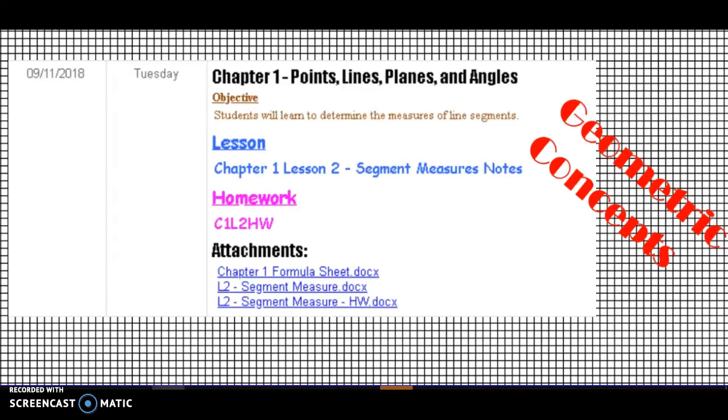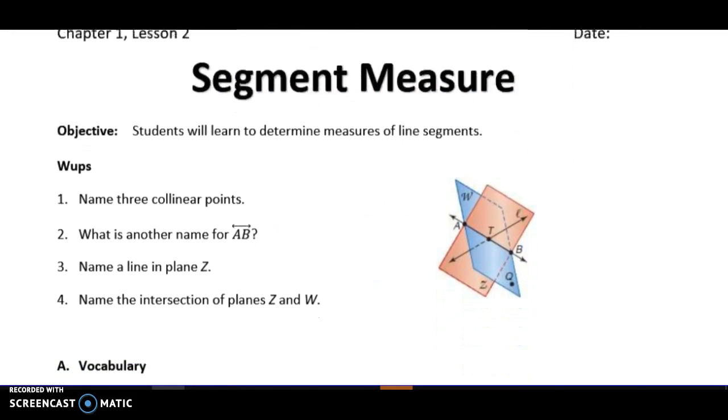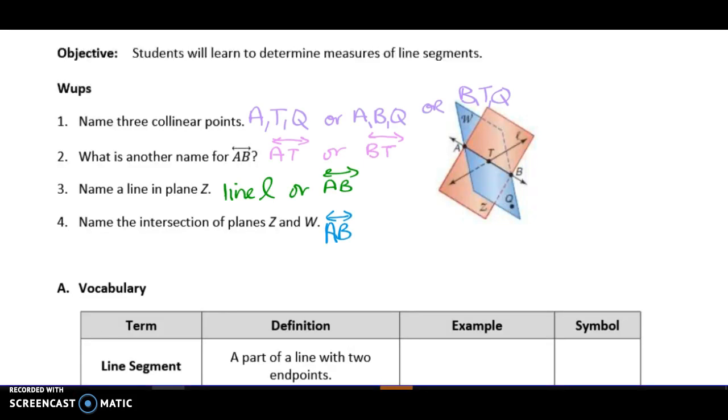Alright, so today we're doing Chapter 1, Lesson 2, learning how to determine the measures of different line segments. So first thing, you will need to do the warm-ups. This is a review from Lesson 1. You need to refer back, pause the video, complete them, and then check your answers. Remembering that as long as your answer matches one of mine, you're fine. You do not need them all.